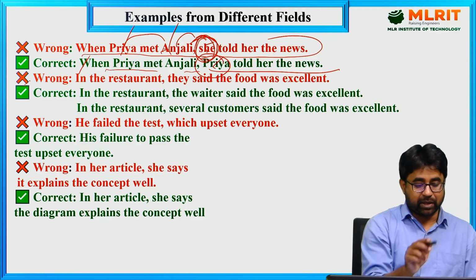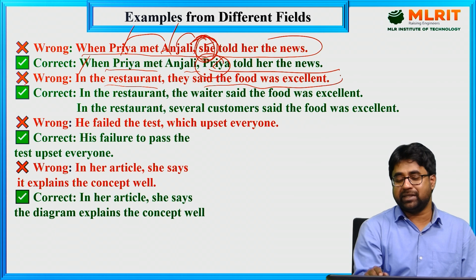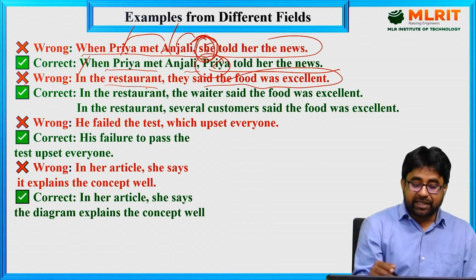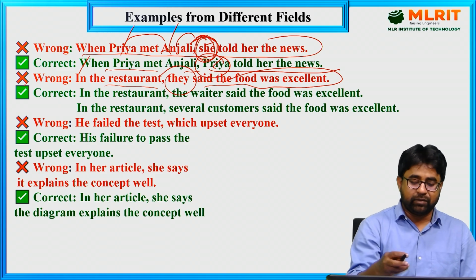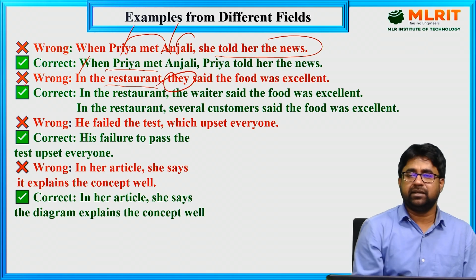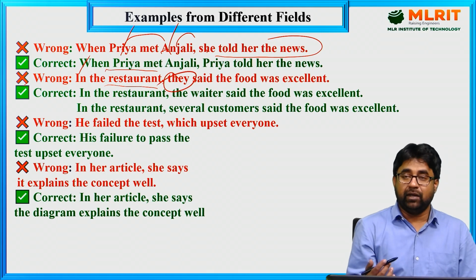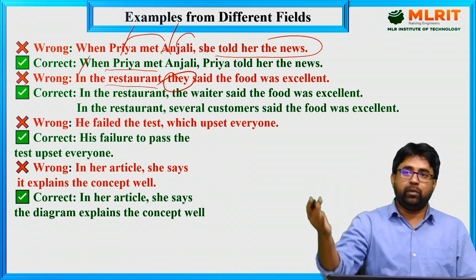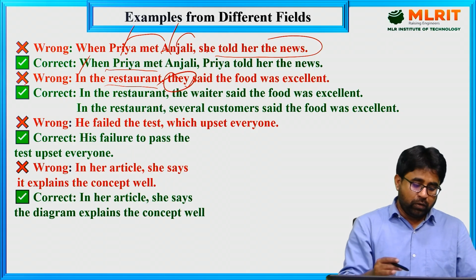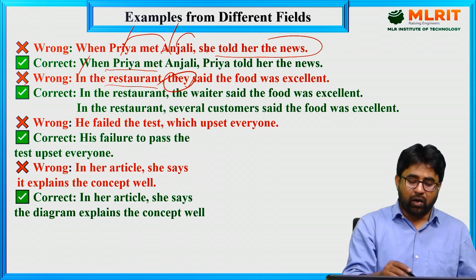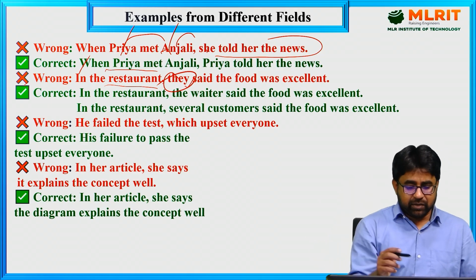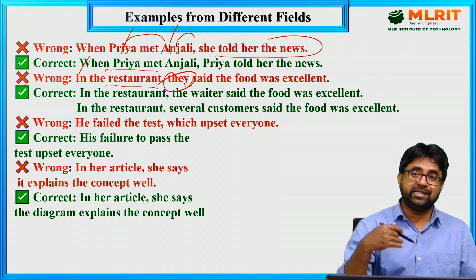See, next one. In the restaurant, they said the food was excellent. So, implied. In the restaurant, they said. They is the pronoun. But can you tell who these they are? Is it clear from the sentence? It's not. It's implied. When I say it, the person listening will understand that they can refer to my colleagues or friends who were with me, or it can also be staff from the restaurant, right? So here also it's an example of implied. The reference is implied, but it's not clear.